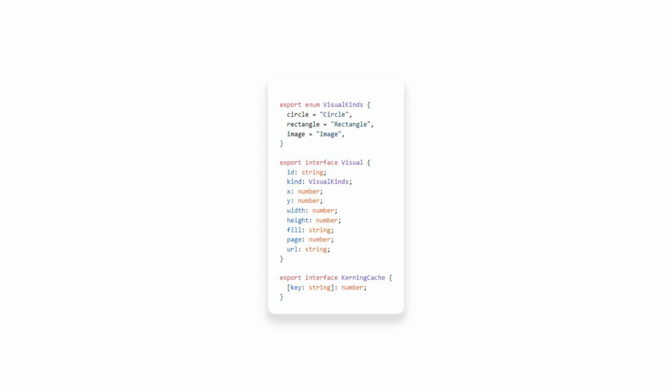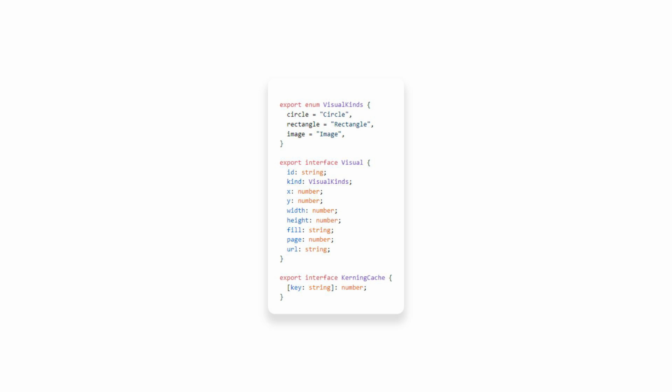This code snippet defines an enumeration and 2 interfaces. 1. Visual kinds, an enumeration, enum, that categorizes different types of visual elements that can be rendered in the editor, starting with circle, rectangle, and image. 2. Visual, an interface representing a visual element on the page. Most of these properties are self-explanatory, except fill, a string that likely specifies the color or pattern used to fill the visual. URL, a string representing the source URL for an image, if applicable.